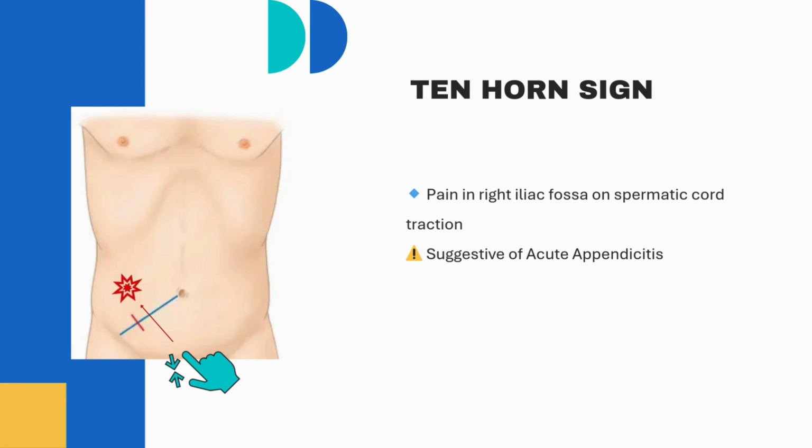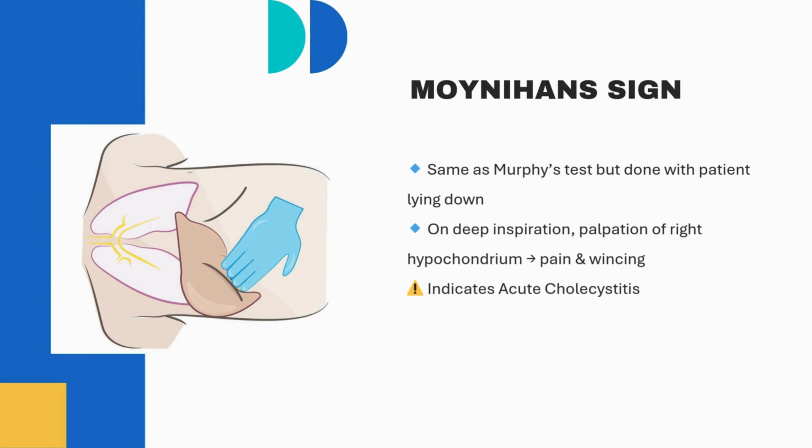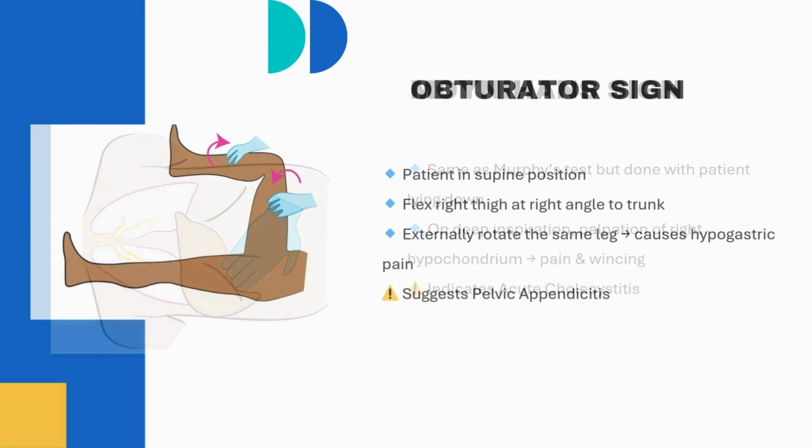Chutro sign. Pain in right iliac fossa on spermatic cord traction, suggestive of acute appendicitis. Murphy's sign. Patient in sitting position. On deep inspiration, while palpating right hypochondrium, sudden pain and patient winces. Diagnosis of acute cholecystitis. Moynihan sign. Same as Murphy's test but done with patient lying down. On deep inspiration, palpation of right hypochondrium, pain and wincing will be there. Indicates acute cholecystitis.